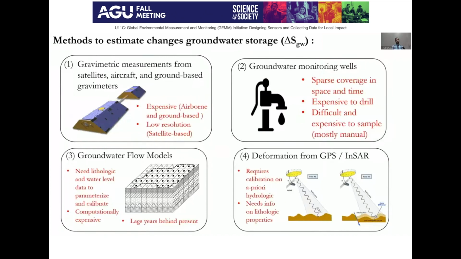But all of these methods also have accompanying downsides. In terms of the gravimetric measurements, they can be expensive for the airborne and ground-based data, and the satellite-based methods are very low resolution, so prohibitive for local scale applications.